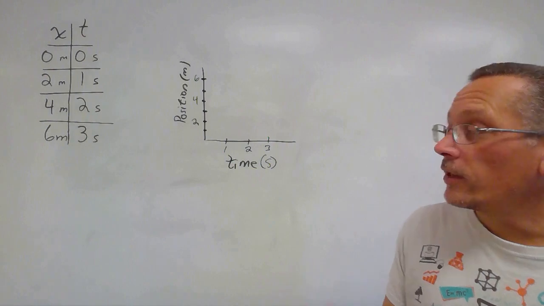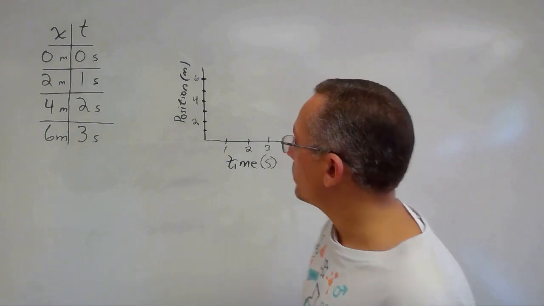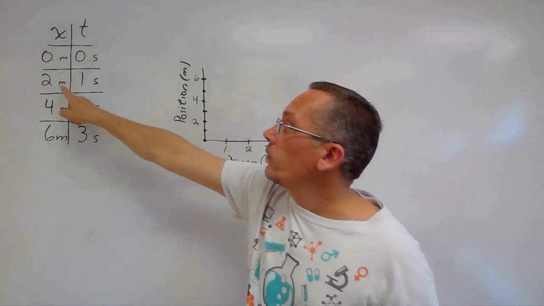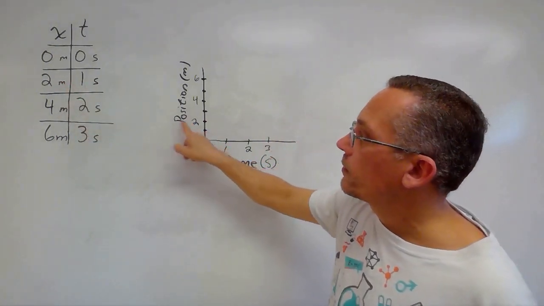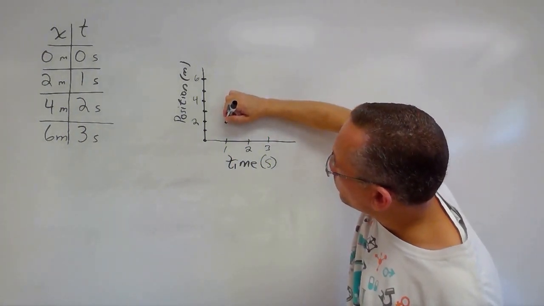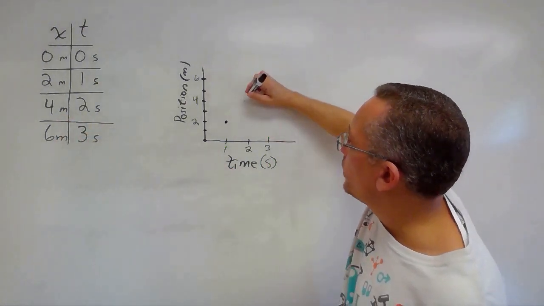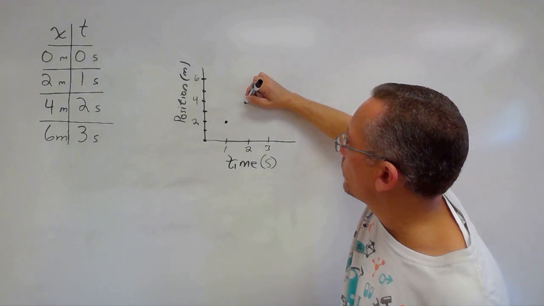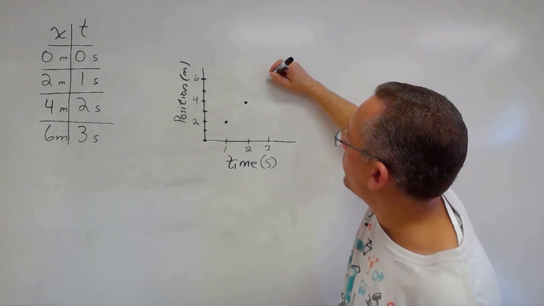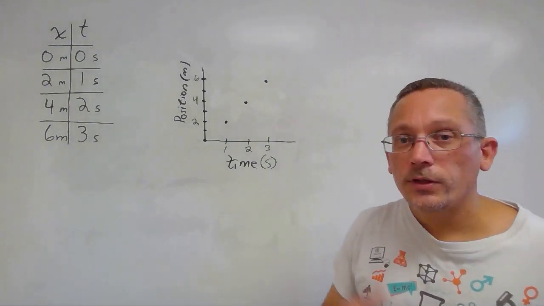Okay. Now let's put some points on the graph, right? When my ball was at 0 meters, it was at 0 seconds. So that's right here at the origin. When my ball was at 2 meters, when the position was 2 meters, the time was 1 second. So put a point right there. When the ball was at 4 meters, the time was 2 seconds. 4 meters, 2 seconds. And when the ball was at 6 meters, it was 3 seconds. Right, so let's put that point right here. And there we have a graph of the motion of my ball.